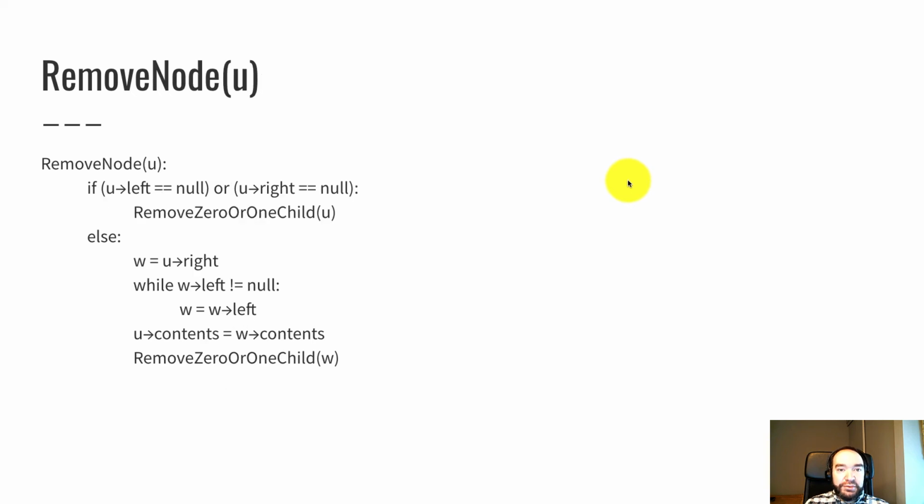Okay, so now let's look at RemoveNode. RemoveNode calls remove 0 or 1 child, and we just worked out that remove 0 or 1 child is constant time. This has a big if. In the 0 or 1 child case, RemoveNode takes constant time. This if statement is a constant time step, and then remove 0 or 1 child is constant time. But in the 2 child case, there's this loop. So that would be the worst case scenario, is when the loop happens.